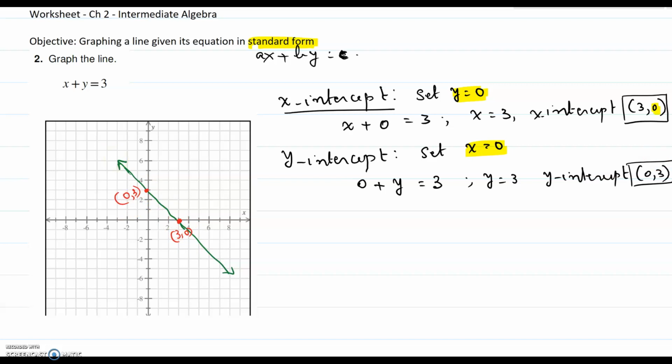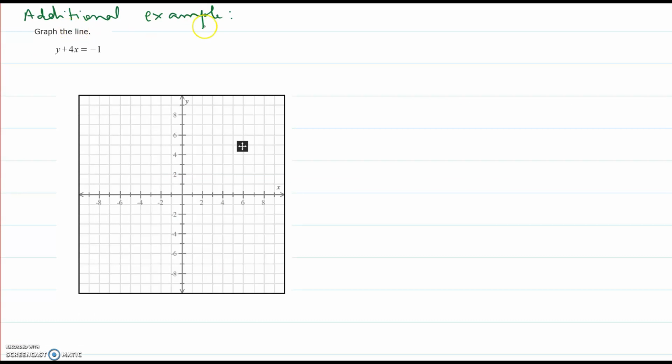We will see another example of the same objective. Graph the line y plus 4x equal to -1. This equation is in standard form because the equation is in the form ax plus by equal to c. Both x and y are on the same side and the constant is on the other side.